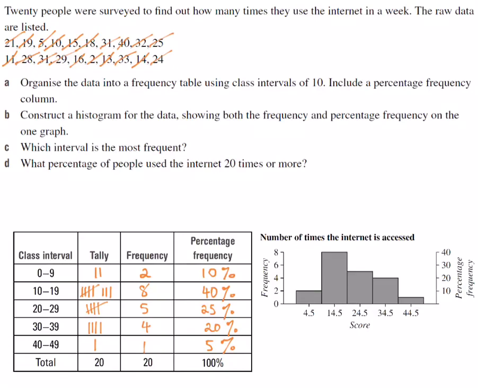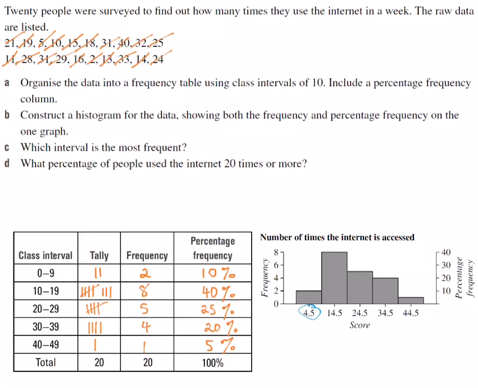Here we can see we've got the title as well, number of times the internet is accessed, and on the x-axis I've got the score. Here we can see that the axis scales are evenly spaced, and the histogram bar is placed across the boundaries of each class interval. There is no space between the bars.